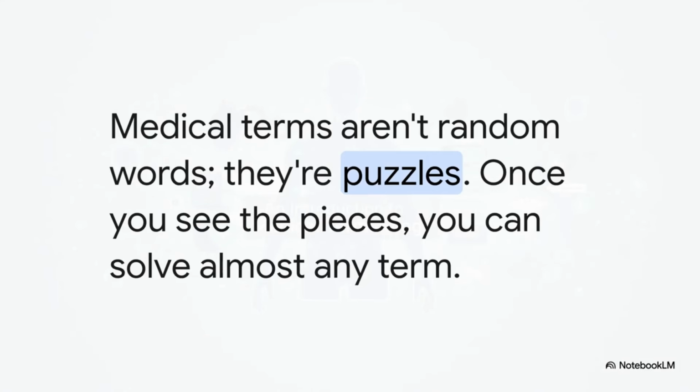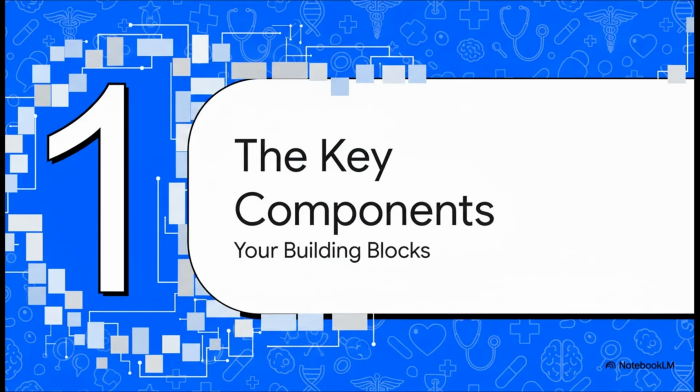You see, here's the thing. Medical terms aren't just random words, they're puzzles. And once you learn how to see the individual pieces, you can solve almost any term you come across. It's all about finding the key to crack the code. So, what is this key? Well, it's the simple fact that nearly all medical terms are built from just four types of word parts. Think of them as your building blocks. Once you know what they are, you can construct or deconstruct thousands of words.